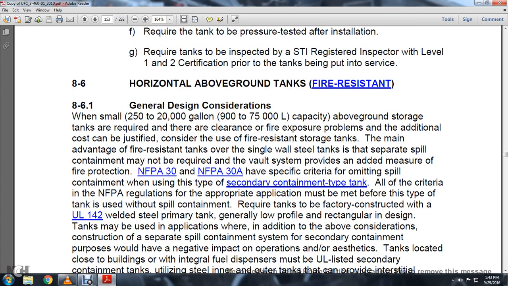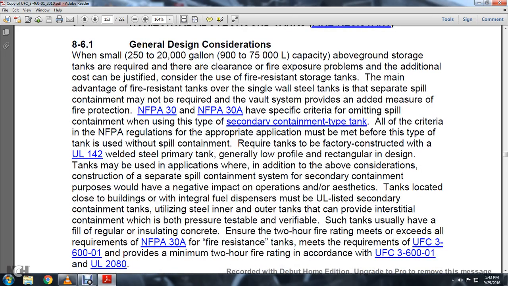Require the tanks to be factory constructed with a UL-142 welded steel primary tank, generally low profile and rectangular in design. Tanks may be used in applications where, in addition to the above, the construction of a separate spill containment system, the secondary containment, would have a negative impact on the operation or aesthetics of tanks located close to the building. Integral fuel dispensing sensors must be in the UL listed secondary containment tanks.